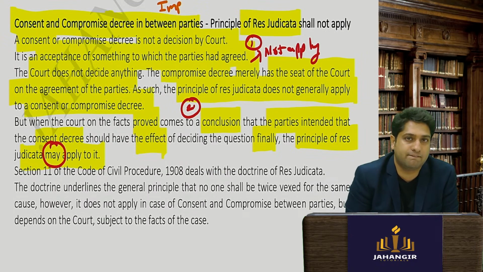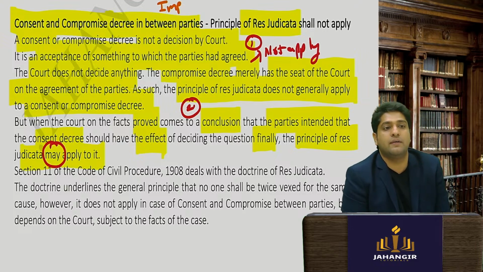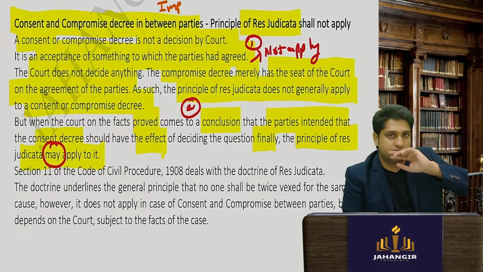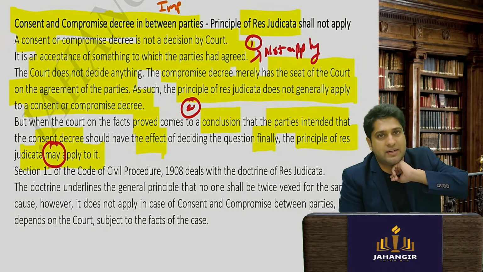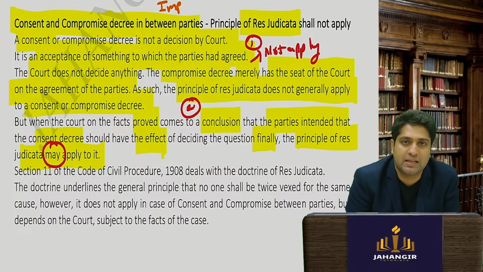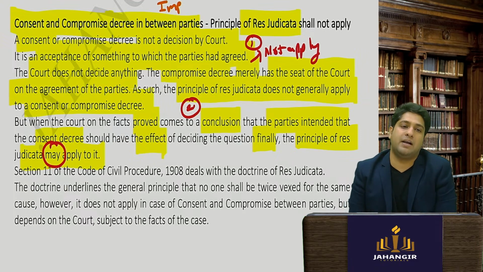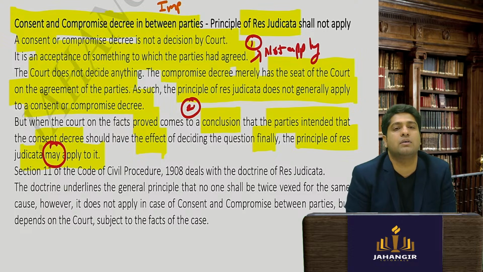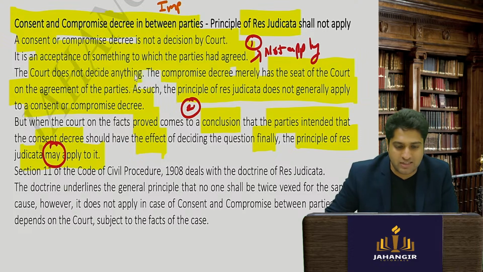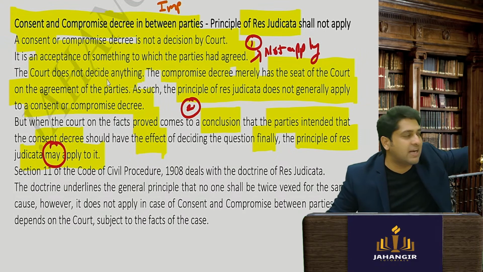Okay. Now, coming to one part: consent and compromise decree between parties, principles of res judicata shall not apply. Now, what does it mean? Imagine that a party was there. They were litigating in court. Later, they made an out of court settlement. Okay, and what happened is the court did not decide anything. Parties themselves only decided something.